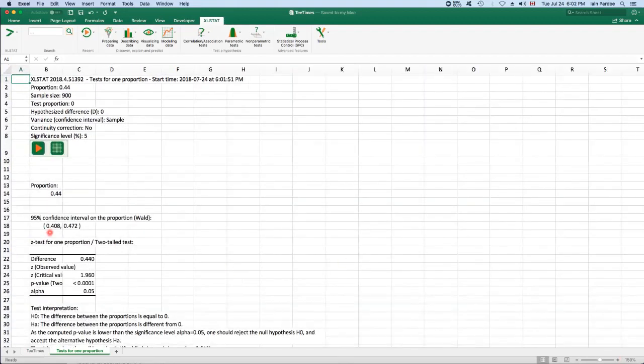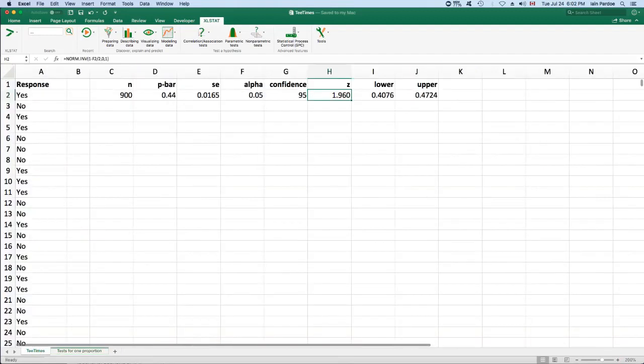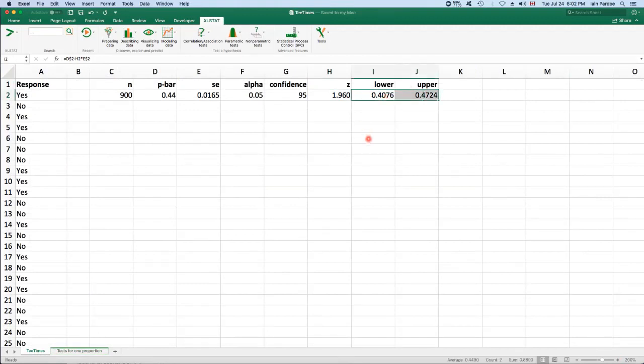And right in here, here's the 95% confidence interval, 0.408 to 0.472. And it matches what we got here. It's just rounded to 3 decimal places rather than 4, but it's the same interval.